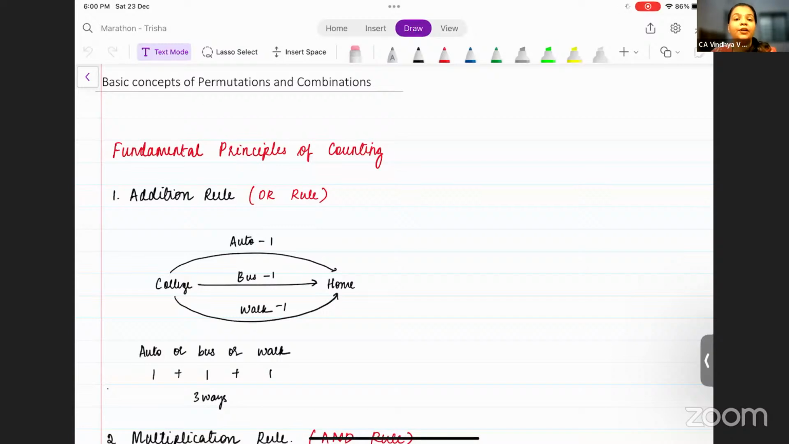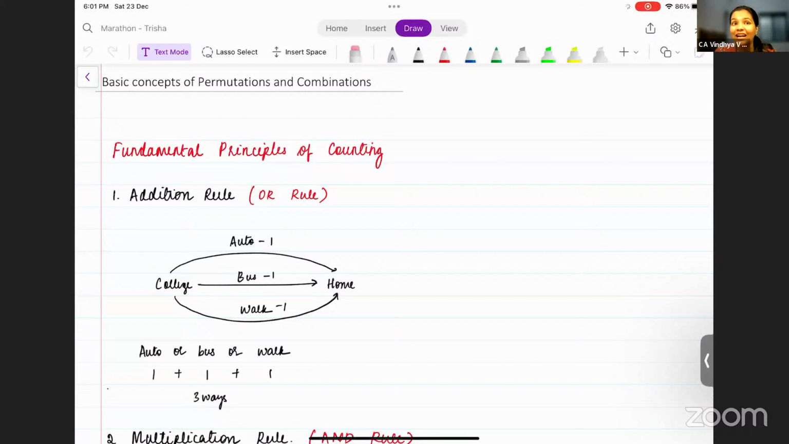Before we get into what is permutation and what is combination, first we need to understand two things. The first one being fundamental principles of counting, and then the meaning of the term factorial. What is this factorial? Which is very, very important from the point of view of solving any questions in this particular topic. First of all, fundamental principles of counting.